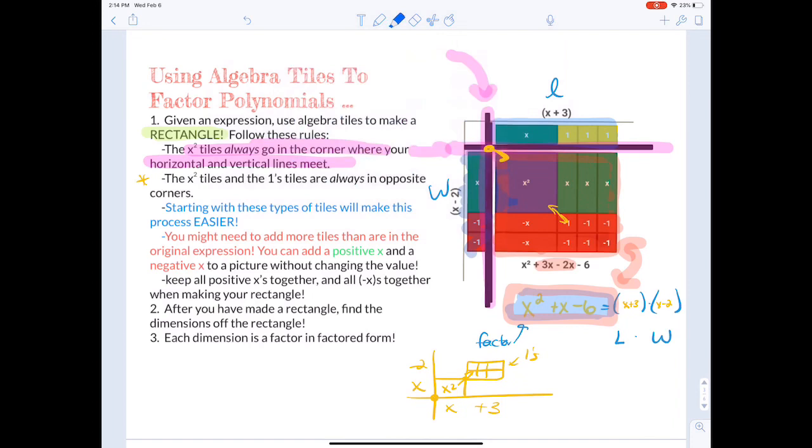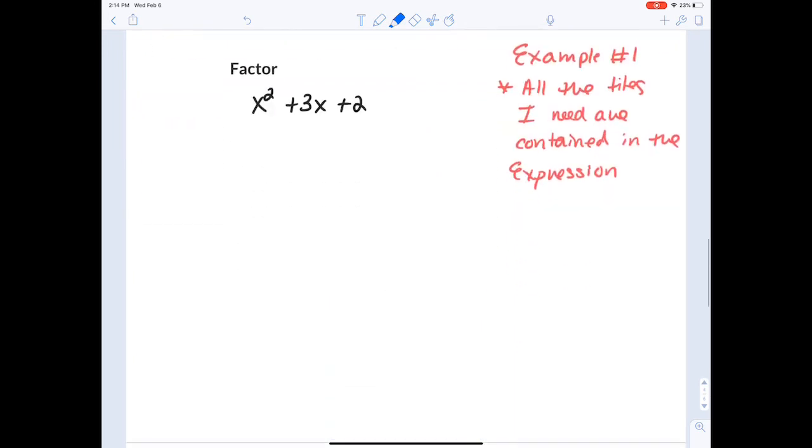But some big things when we're creating our pictures is keep all the positive x's together and all the negative x's together. So we should see on our picture right here, all these positive x's are in the same place, and all of these negative x's are also in the same place. So just some tips to keep in mind to help you interact with making these pictures. And then finishing up, as we can see, once we make our rectangle, we have our dimensions for our factored form. So we're going to go ahead and do an example.